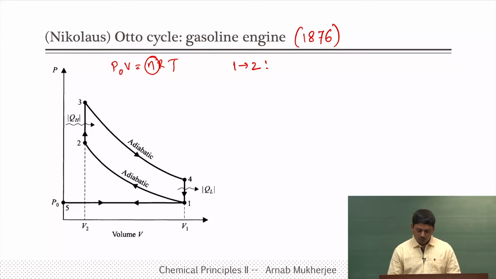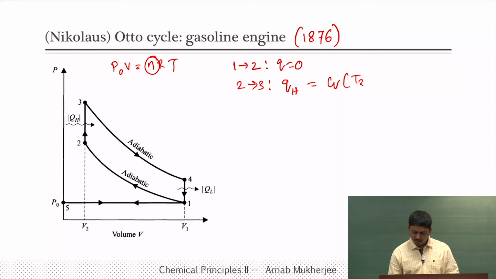Now, the main thing is 1 to 2, which is the compression process, in which Q equals 0. So, no heat is ejected or taken in. Therefore, we do not have to worry about that. In 2 to 3, you know that the Q in, or you can say QH as it is given here, is again Cv (T3 minus T2). In 3 to 4, Q equals 0 again, and in 4 to 1, QL is Cv (T1 minus T4).